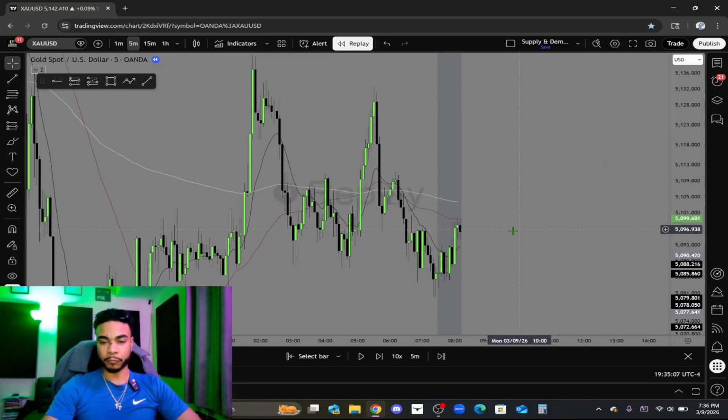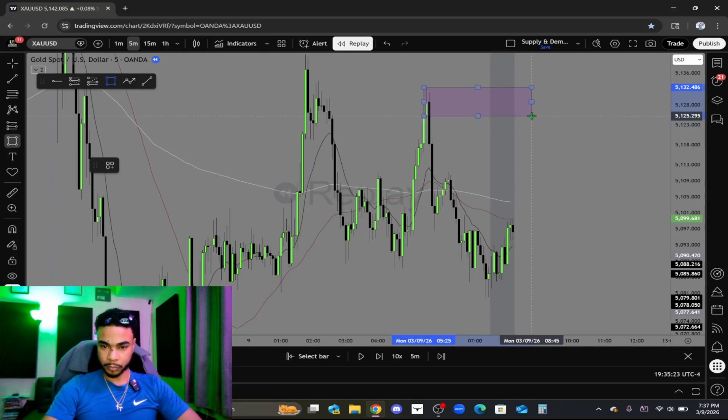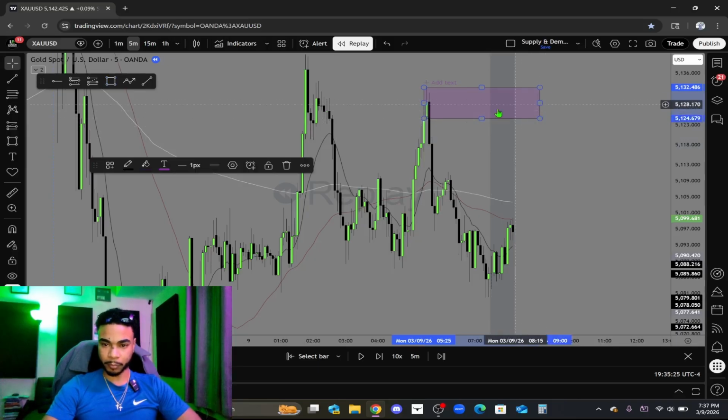So I was already looking for sales on gold as well. Also, this area right here looks like it could be a potential supply zone, right? And this area as well, but I couldn't really see it clearly on the 5 minute. It would have been like probably like this.